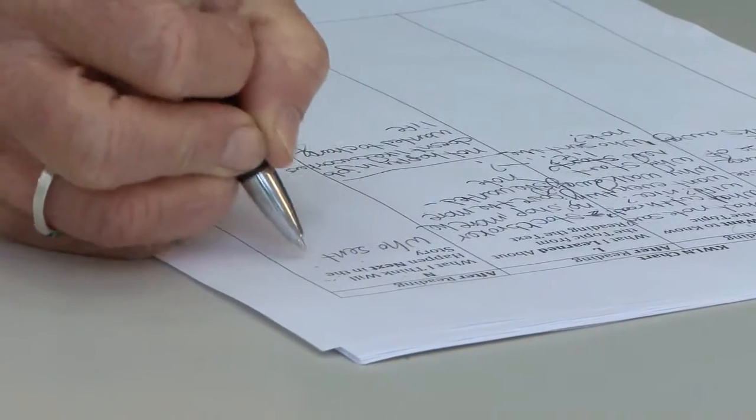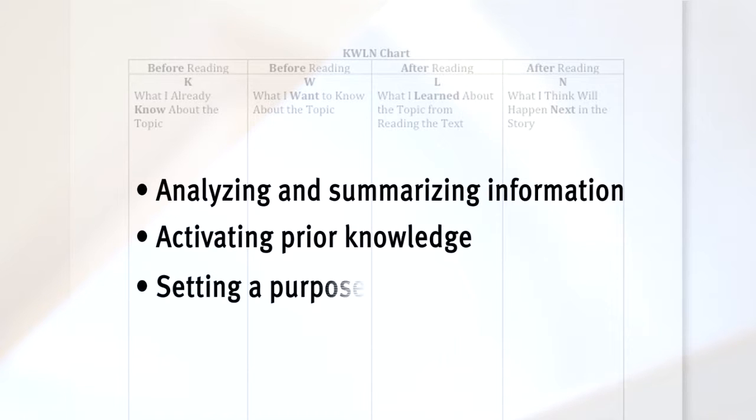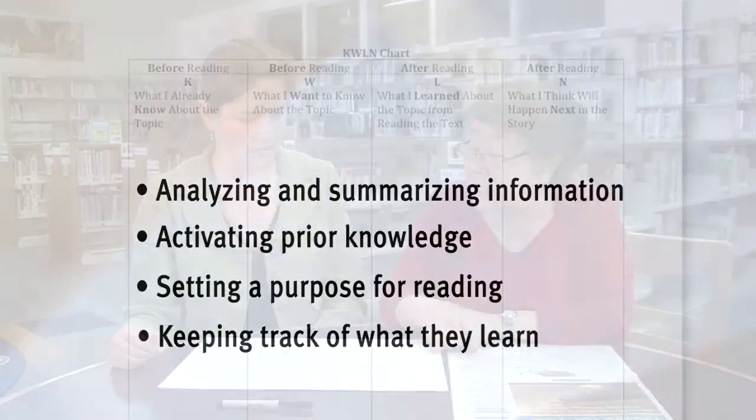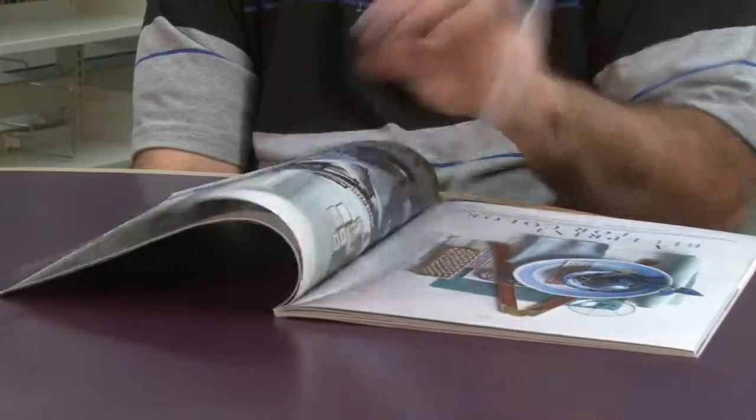Adult learners may find graphic organizers useful for the following tasks that help improve reading comprehension: analyzing and summarizing information they need to learn, activating prior knowledge, setting a purpose for reading, keeping track of what they learn. The goal of practicing reading comprehension is for your learner to master and internalize more and more comprehension strategies to choose from and use in a variety of reading situations.